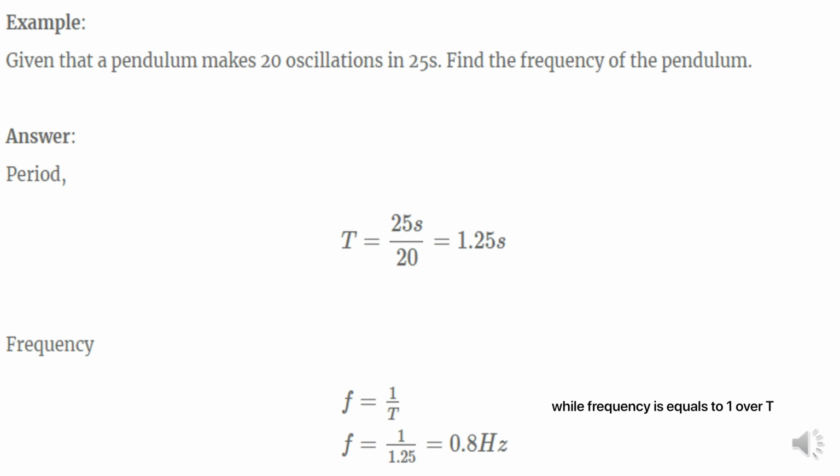While frequency equals 1 over T, 1 over 1.25 equals 0.8 Hz. Or in other words, 0.8 oscillations are taken in 1 second.